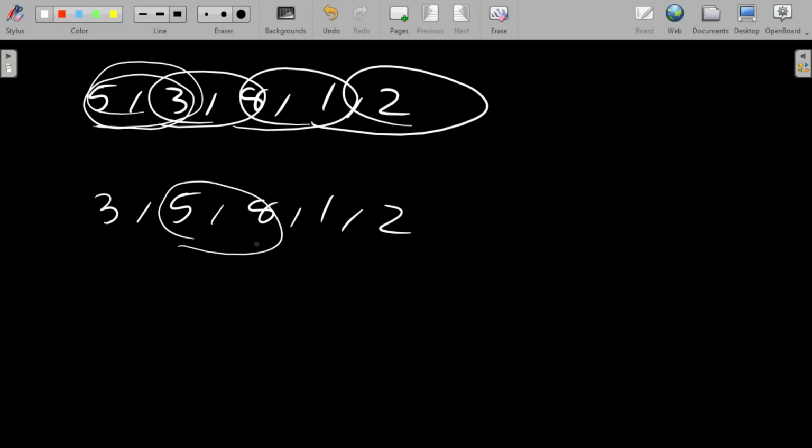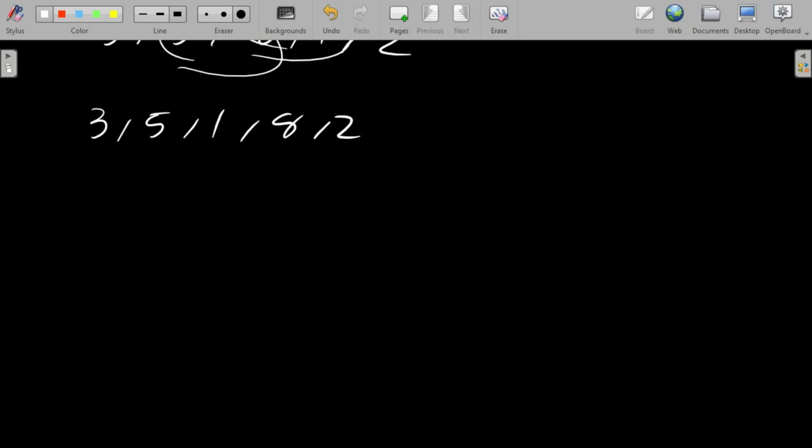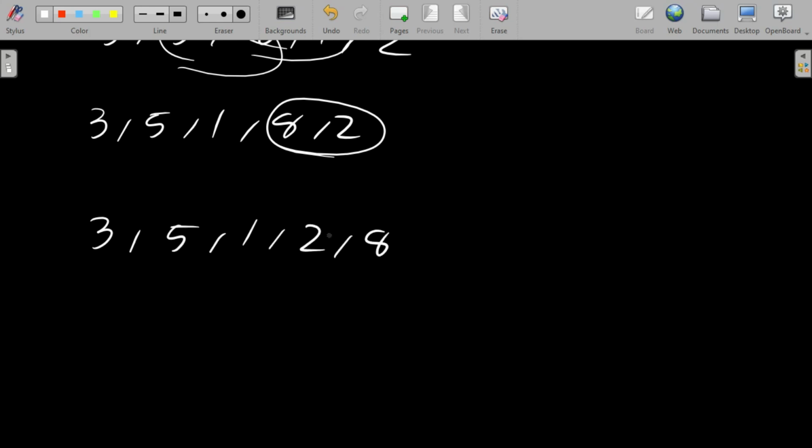Next we're going to compare 8 and 1. 8 is greater than 1, so we swap them. Now the array becomes 3, 5, 1, 8, 2. Now we compare 8 and 2. 8 is greater than 2, so we swap them. The array becomes 3, 5, 1, 2, 8. Look carefully: the largest element 8 has reached the end.